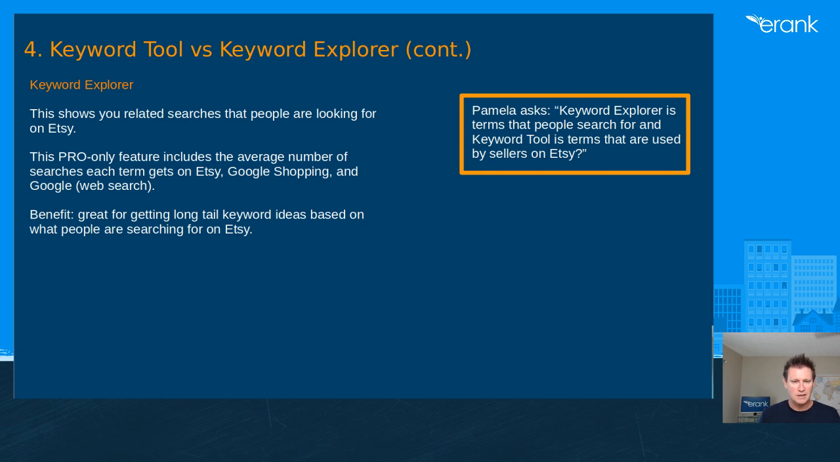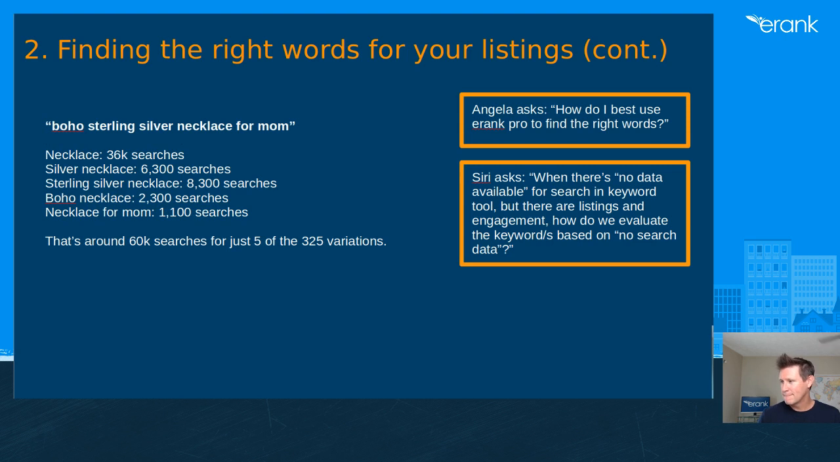Let's see, Siri. So boho sterling isn't the same as boho necklace, but Etsy will still see boho necklace, and you have to put boho necklace. Let me go back a little bit here. So Siri, let me try and phrase it differently. If someone searches on Etsy for any of these words and your listing has those words in there, it will match.